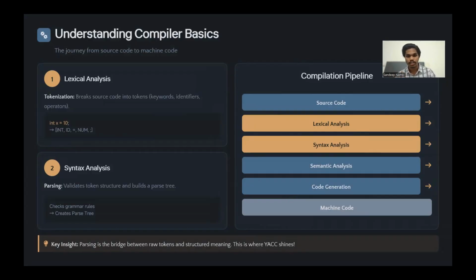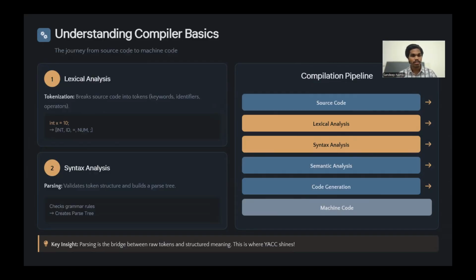Before we understand YACC, let's quickly review the compiler pipeline. The compiler converts the source code into machine code through various steps or stages. Now, let us understand each stage one by one. Coming to the first stage, which is lexical analysis. Here, the source code is broken down into smaller, meaningful units called tokens. The tokens can be keywords, identifiers, or operators. For example, we have the code int x equal to 10. Here, we break our source code into tokens such as int, id, equal, num, and also the semicolon.